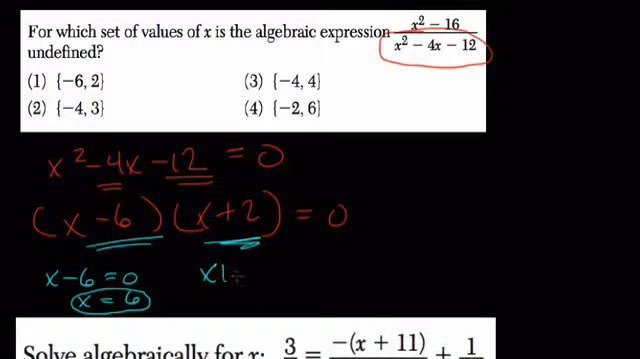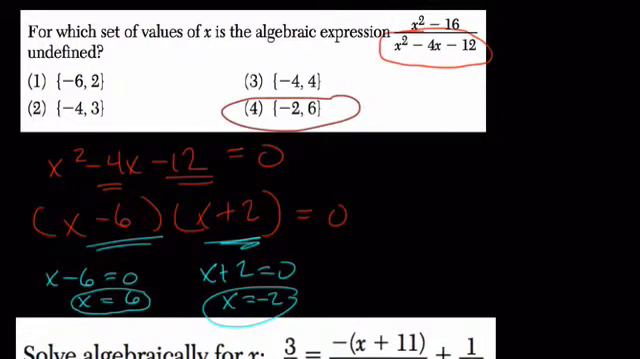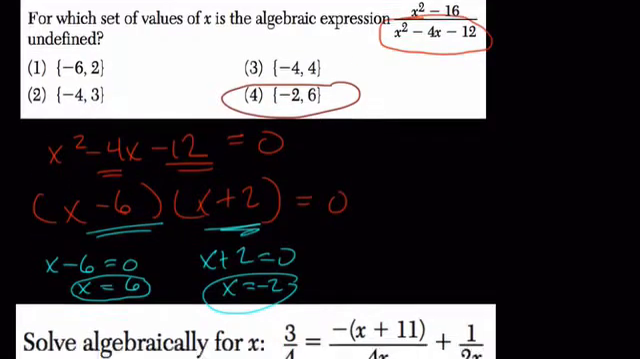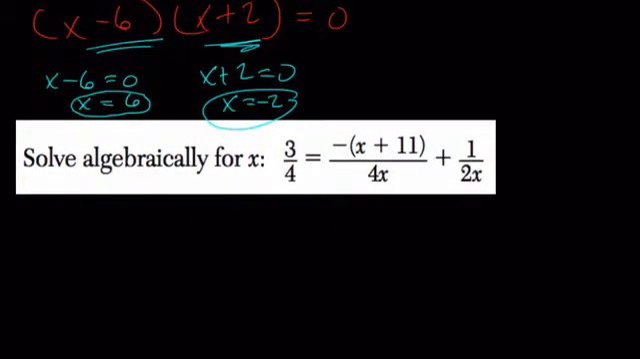Second, x plus 2 equals 0. Well then, x equals negative 2. If x is that number, the denominator will be 0, and the whole fraction will be undefined. So our two choices are negative 2 and 6. For both those values, the denominator would be 0 and the function would be undefined.